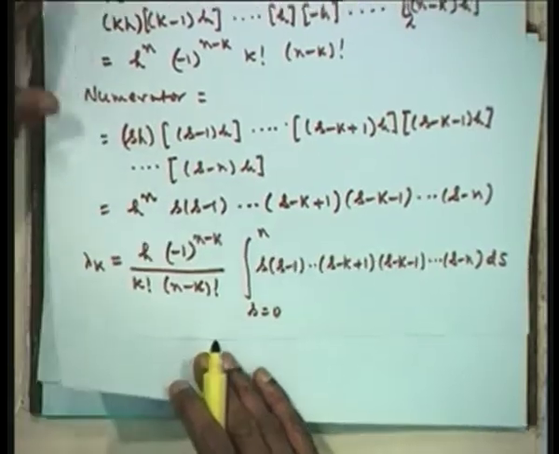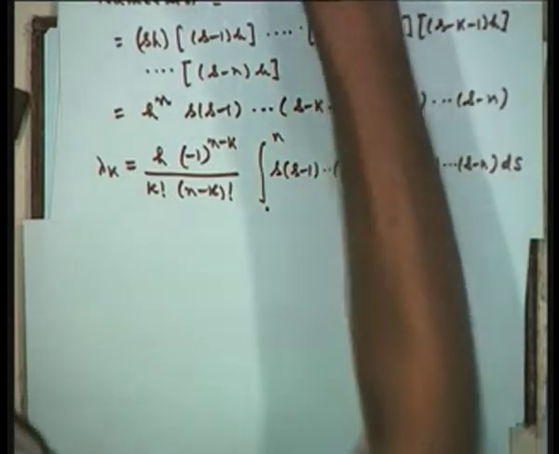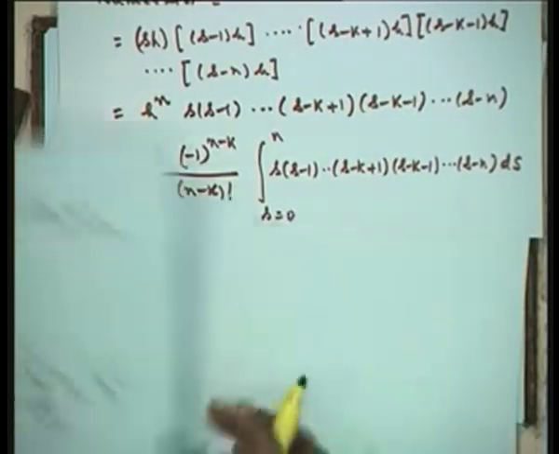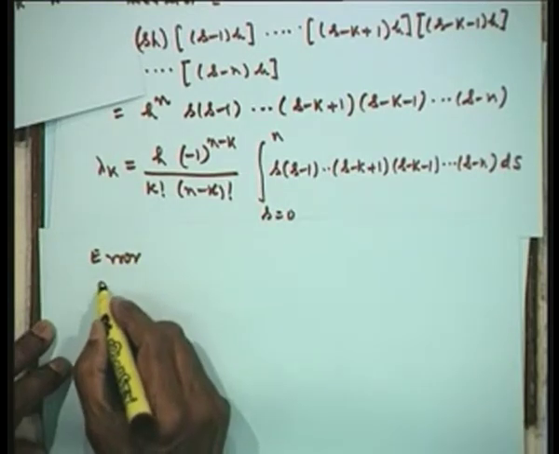Now, we can also write down from here what will be the error term. The error term that we had written is this. So, I can write down the error term from this, using this. Let us write error, that is equal to R_n.